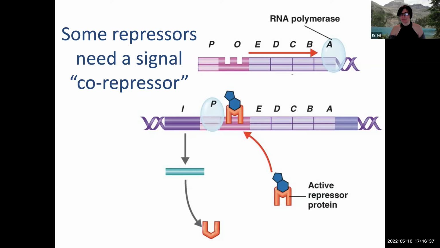Surmeet, you have a question. I understand the first one. The second one, the active repressor protein that needs something to bind on it, change the shape and stop the transcription. What is that type?